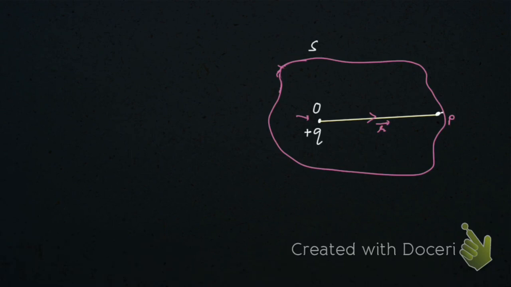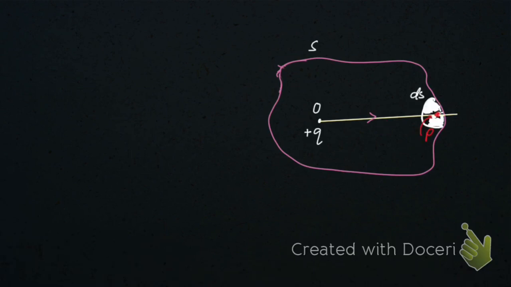Now you see, suppose we have a very small surface element here. This is the point P in red color, and we have a very small surface element, suppose dS. Okay, so now you see, this is the point P, right?